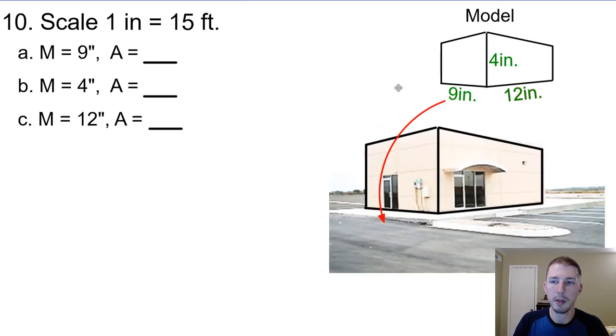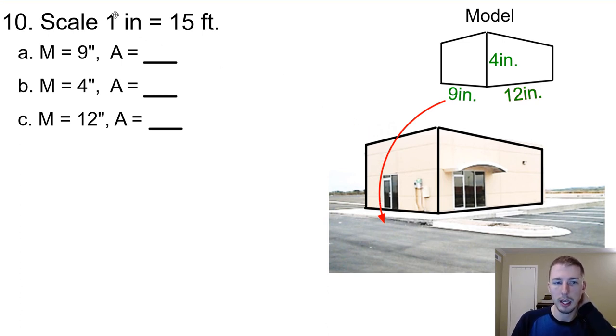So on number 10, we have a model of the building with given dimensions 4, 9, and 12. And then we have the actual building here. And they tell us that the scale from the model is 1 inch is 15 feet in real life. Then if the model has a width of 9 inches, then what would the width be in real life? So there's two ways we could do this.